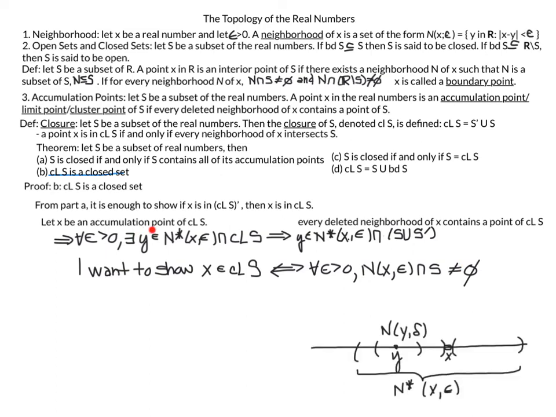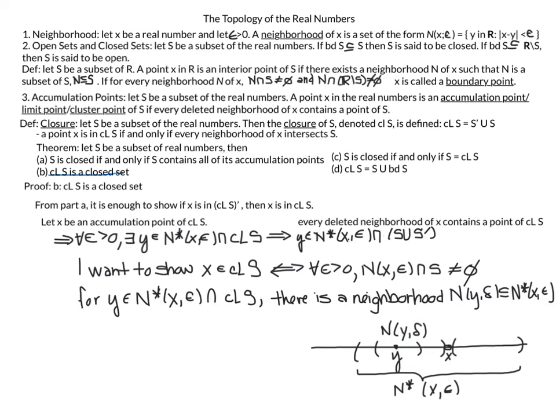I am going to take a look at my Y that is in my deleted neighborhood of X. So here I have a neighborhood of X with X taken out. That was kind of an open circle here. So this is my deleted neighborhood, and I have a Y in the middle of it, and because this is open, I can make a little neighborhood around Y itself, and I'll call its radius delta. And here I've written this out. So for this Y over here, that's in the deleted neighborhood, also in the closure of S, there's a neighborhood around Y with a radius of delta that is completely contained in the deleted neighborhood of X.